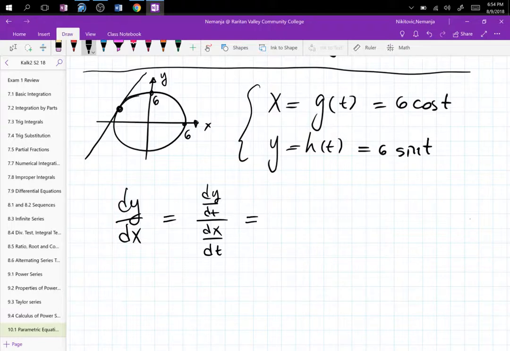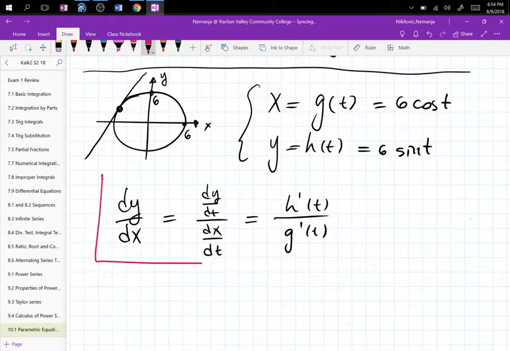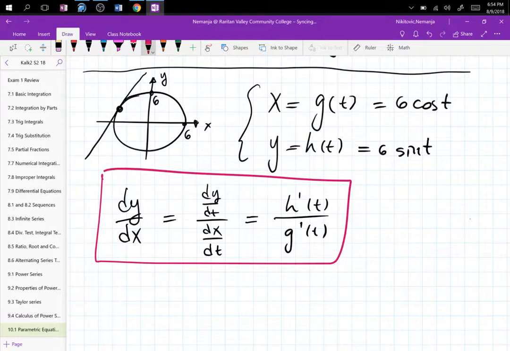So this is your formula. It's h prime of t divided by g prime of t. Just have to be very careful to flip it, guys, because in a derivative y is on top, and when we do the parametric set, y is on the bottom. So a lot of grades go down the drain if you don't flip it. So y, and y is connected to h. So h.